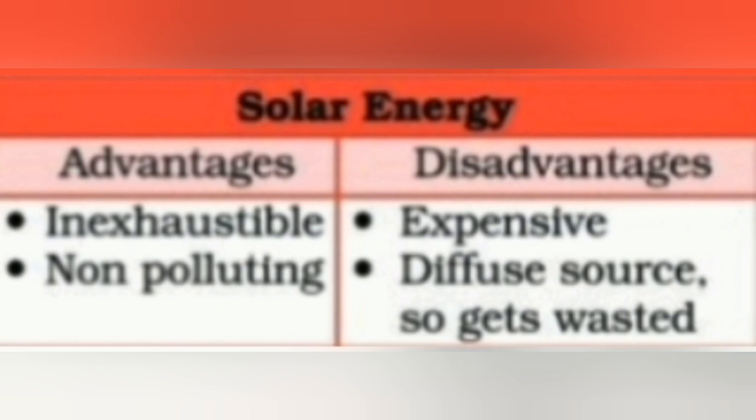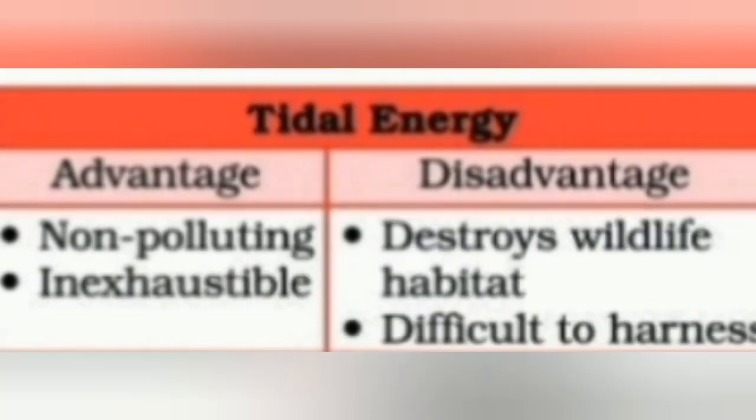Next, solar energy. Advantages: these are inexhaustible, that means renewable. Non-polluting, does not pollute the atmosphere. Disadvantages: expensive, it is very expensive to set up solar plants. Diffuse source, so energy gets wasted, and it is difficult to set up and utilize these resources. Next, tidal energy. Advantages: non-polluting, inexhaustible. Disadvantages: destroys wildlife habitat, and it is difficult to harness these energy resources.